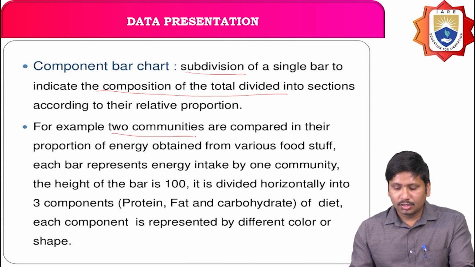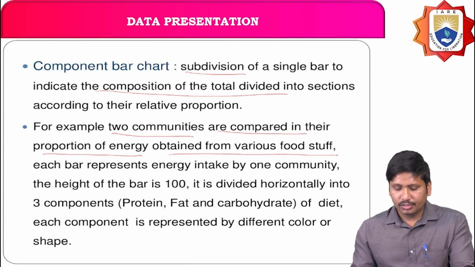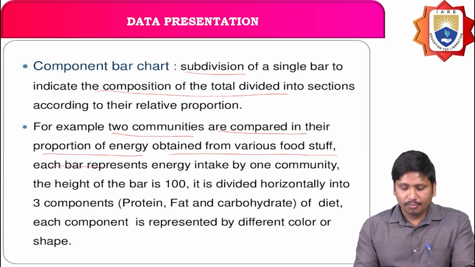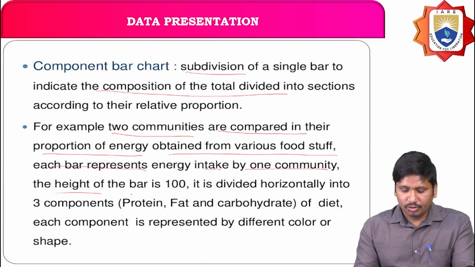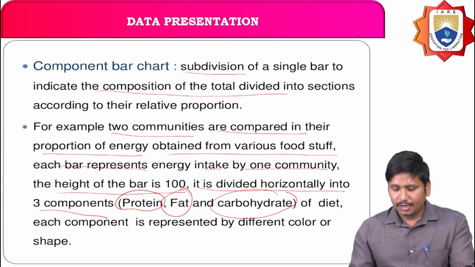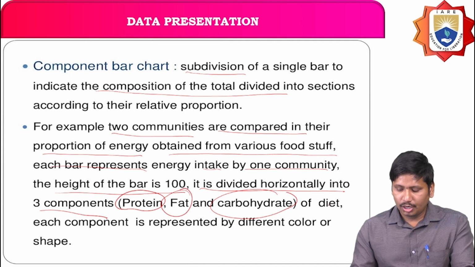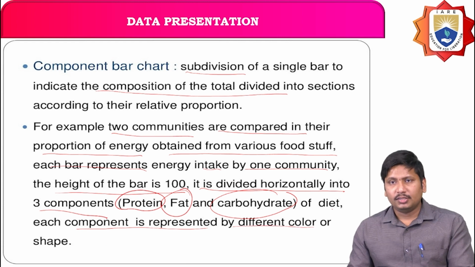Here two communities are compared in the proportion of energy obtained from various foodstuffs. Each bar represents energy intake by one community, and the height of the bar is 100. If it is divided horizontally into three components, protein is one component, fat is one component, and carbohydrate is one component of the diet, and each component is represented by a different color or shape. So this is the example we're having.